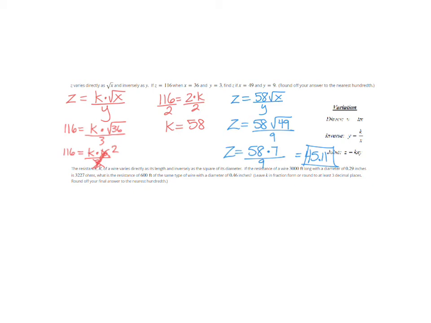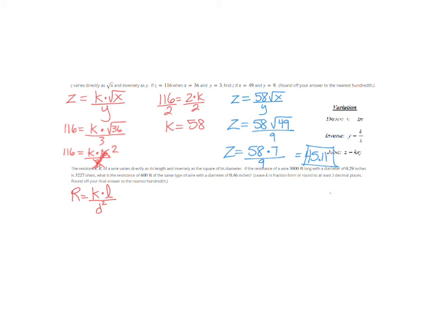All right, so that combination of direct and inverse, let's try it with a word problem here. It says the resistance of a wire varies directly as its length and inversely as the square of its diameter. So I'm going to use the R for the resistance. Varies directly as its length, so K is going to have to get multiplied by the length. I usually use like a cursive L. And inversely, so it's going to have to get divided by the square of its diameter. There's my formula.